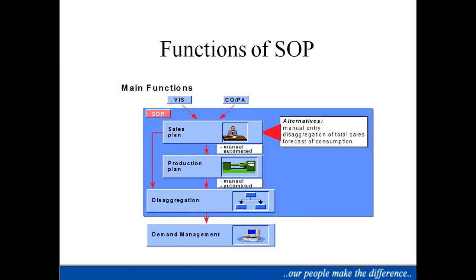What is VIS? Basically, this is the historical information system, whichever history data we have. That is history, and this is profitability analysis. These are the two inputs for your sales plan, right?